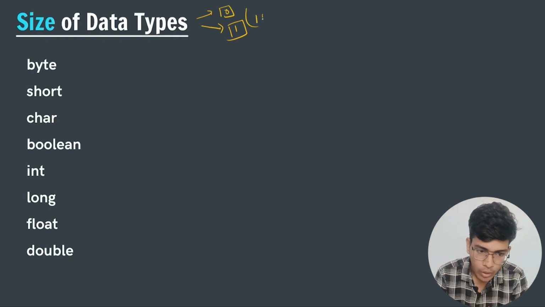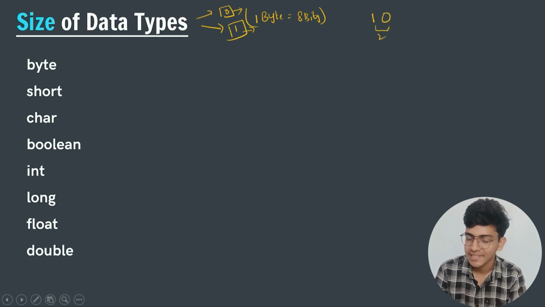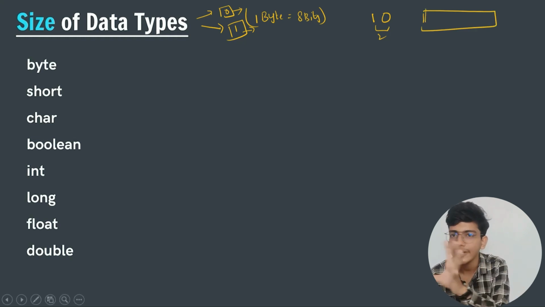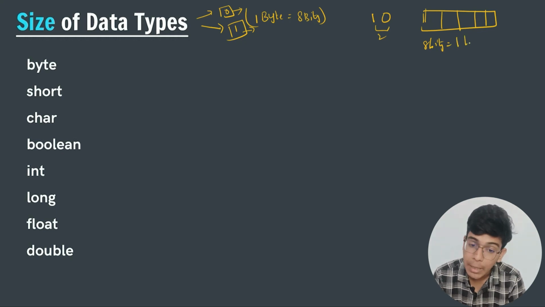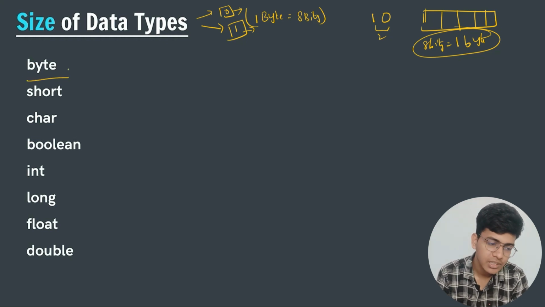So here 1 byte is equals to 8 bits, and each bit is nothing but an information of 0 or 1. So if a computer is storing 1, then it is known as 1 bit. If it is storing 0, that is also 1 bit, right? Consider different blocks: combining 8 blocks of 1 bit each is equals to 1 byte, right? 1 byte. And there are different data types, and the size of byte is nothing but 1 byte.